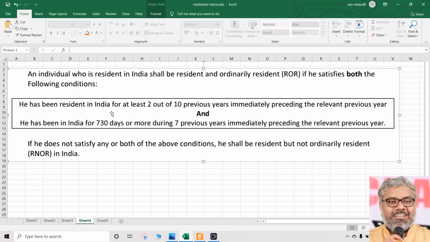He should be resident in India for a period of at least 2 out of 10 years immediately preceding the previous year. Second thing is he should be staying in India. And there is a difference here. Some people will just casually read it without giving much attention to detail. See, there is a difference between being a resident in India and staying in India for 730 days.